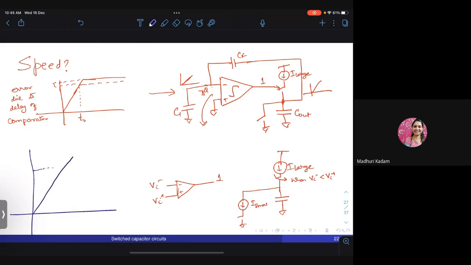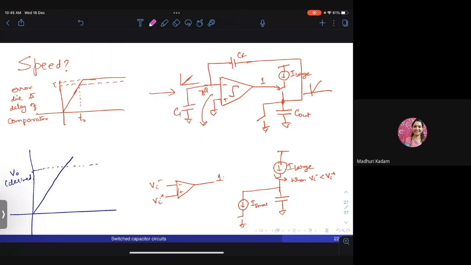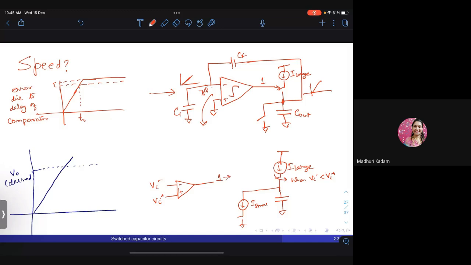Okay, this is my desired output value. Once the output of the comparator changes, basically once Vi minus becomes more than Vi plus, the comparator detects it and this output will go from 1 to 0, right? But because of the delay of the comparator, the actual output would have overshot and it would have settled somewhere to this point.